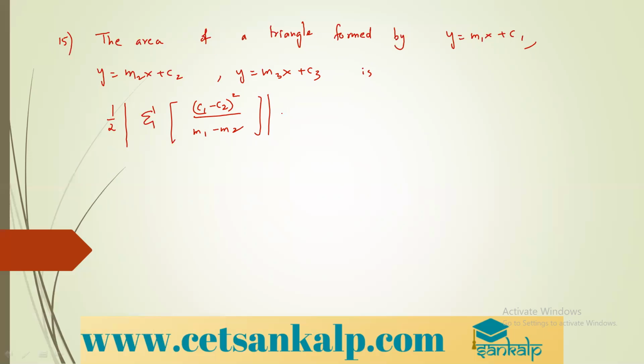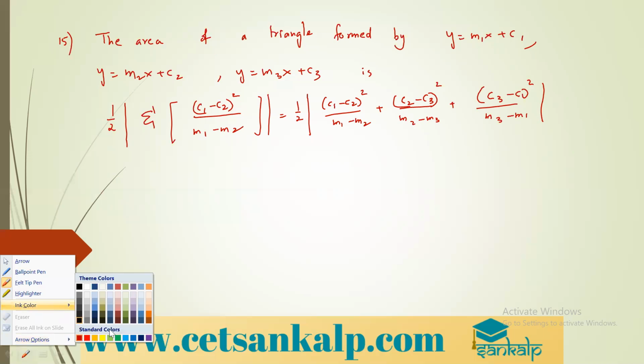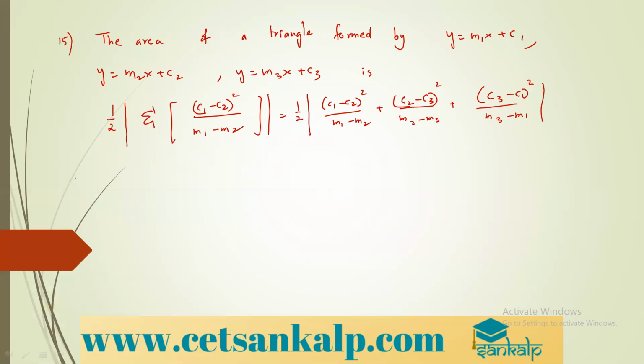That means when you expand sigma, you will have absolute value of first term (C1 minus C2) whole square by (M1 minus M2). To this you will add (C2 minus C3) whole square by (M2 minus M3). To this you will add (C3 minus C1) whole square by (M3 minus M1). That's the full form.